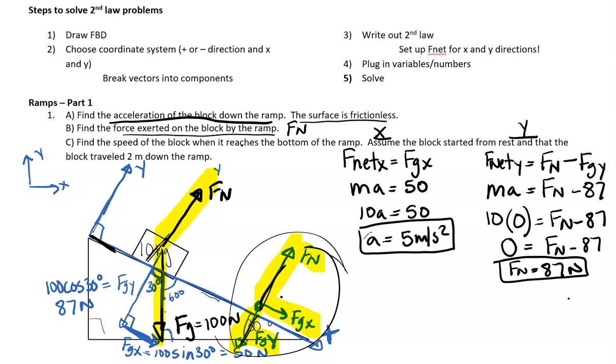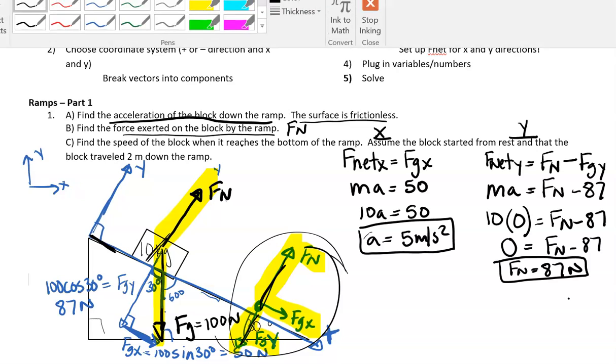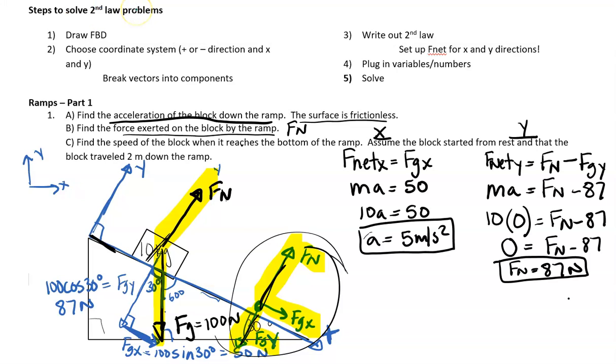So let's go ahead and look at the last one. So we want to find the speed of the block when it reaches the bottom of the ramp. Assume the block starts from rest and the block traveled 2 meters down the ramp. So let's look at this. Anytime we know that the acceleration is constant, which it is in this case, it's just a handy dandy 5 meters per second squared, we can set up our VI, VF, A, delta x, delta t. The good old constant acceleration equations are always so fun.